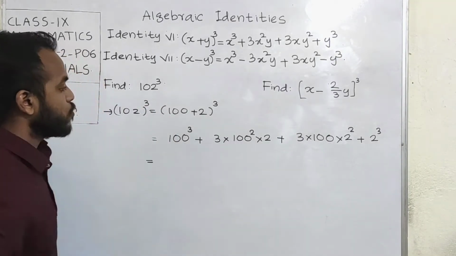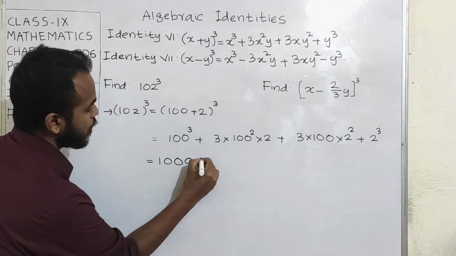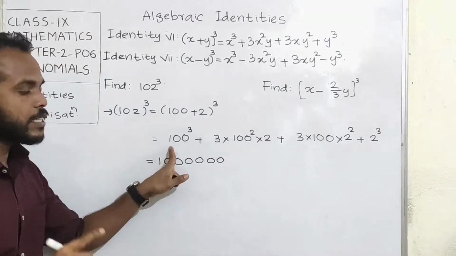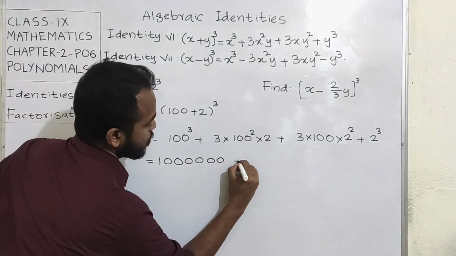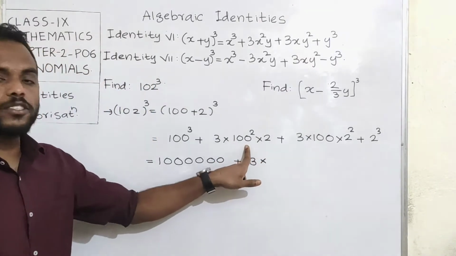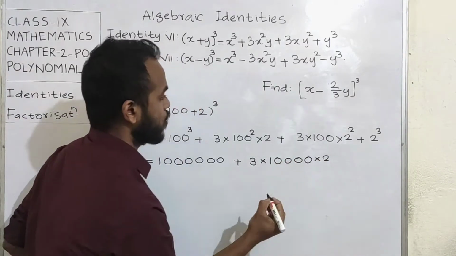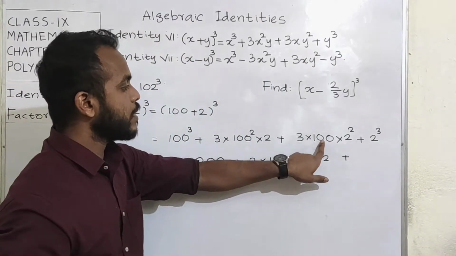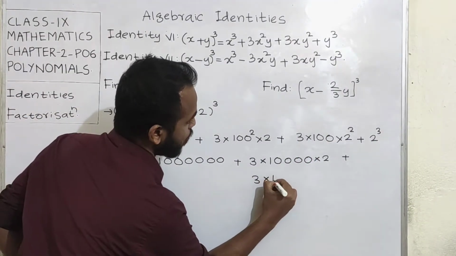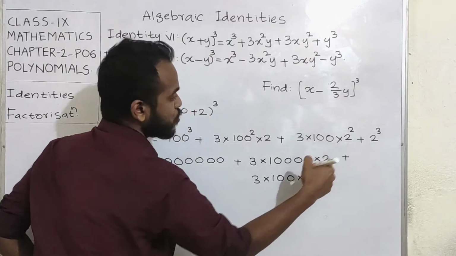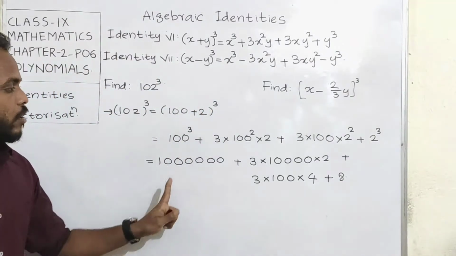So if you add all of this, then you will get the value of 102 to the power 3. Let's see. 100 cube means 100 into 100 into 100. So how many zeros in total? 6 zeros. 1, 2, 3, 4, 5, 6. I hope you understood that one. 100 into 100, then 4 zeros will be there. Then again 100 will give 6 zeros. Plus 3 times 100 square is 10,000. So we can write 10,000 into 2 plus 3 times 100 into 2 square. 3 times 100 is 300. So let's write that way only. 3 into 100 into 4, because 2 square is 4. Then plus an 8.